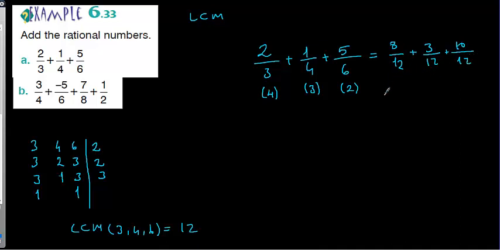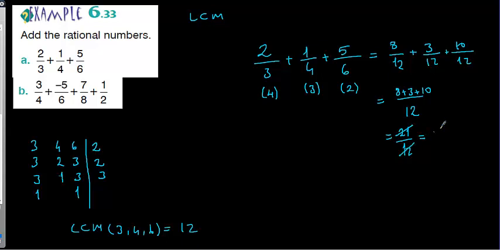Now the denominators are the same, and we can do the addition operation here. The same denominator is written down, then it's going to be 8 plus 3 plus 10, which is equal to 21 over 12. Here we can also simplify this one. We know that 21 and 12 have a common factor, which is 3.